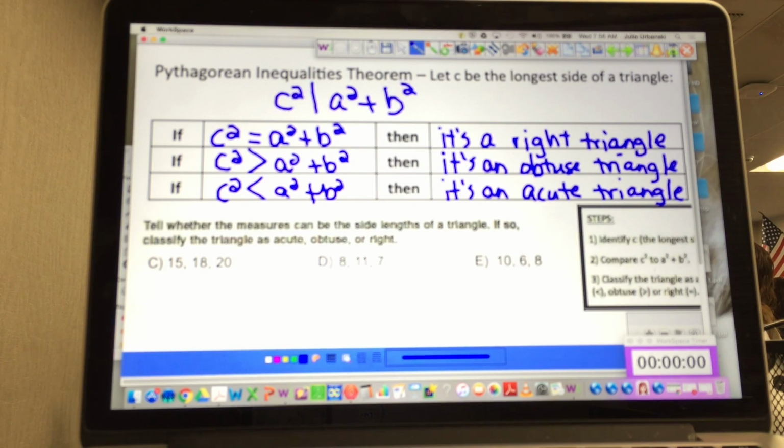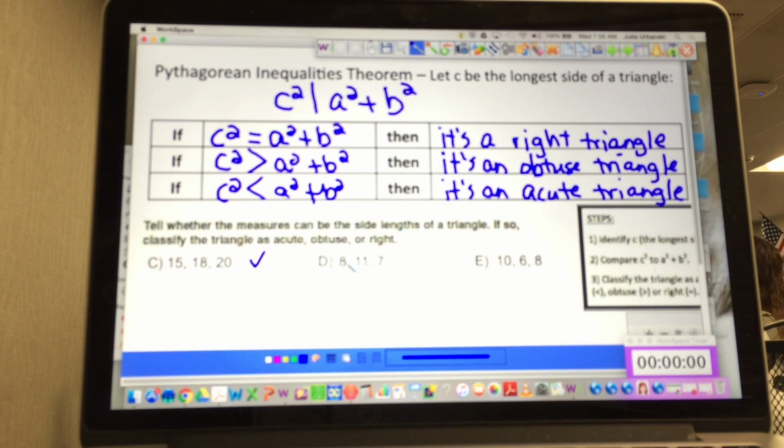Okay, so that's what you need to know for today. So let's do the bottom three examples together. Let's make sure you know how to write the letters in order to test it. Tell whether the measures can be the side lengths of a triangle. So first of all, we have to figure out yes or no. Look at this one. The two smaller sides are 15 and 18. If you add those together, is it bigger than 20? Yeah, so we can do that kind of triangle.